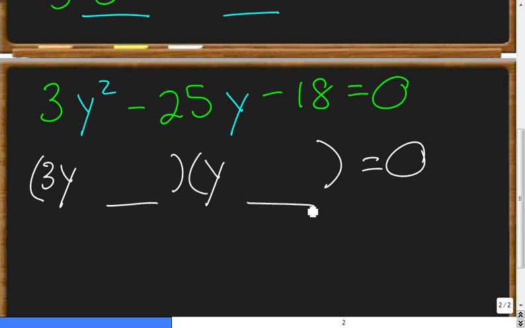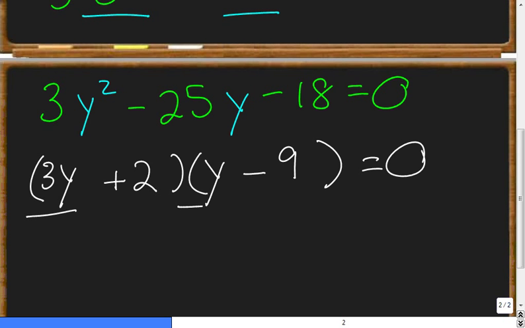And I need two numbers that multiply to make 18 that overall are going to subtract or add up to make negative 25. Now, if you do the quadratic formula, you'll get the same information. So if you want to use that, please do. But this should be minus 9 and positive 2.